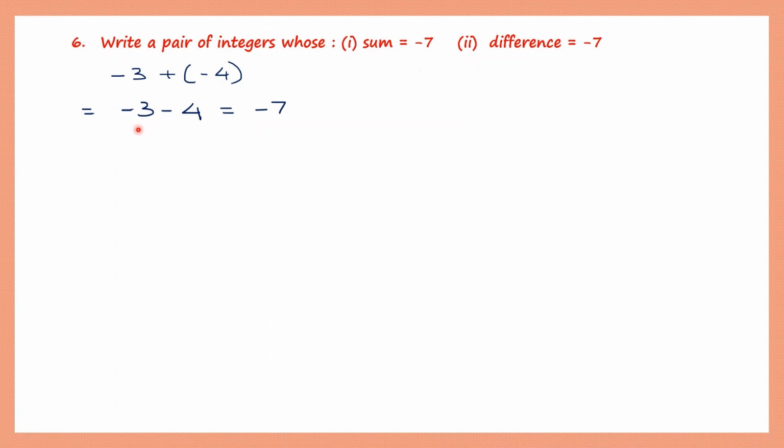So what are the pair of integers? Minus 3 and minus 4. That is one pair of integers. So let's write that down. Minus 3 and minus 4. This is one pair of integers that will give us minus 7 when you add up. Now let's think of another two numbers that will give us minus 7. I'm just giving you a few more. Okay. So this is one pair. We've been asked to write only one pair, but I'm just giving you one more.